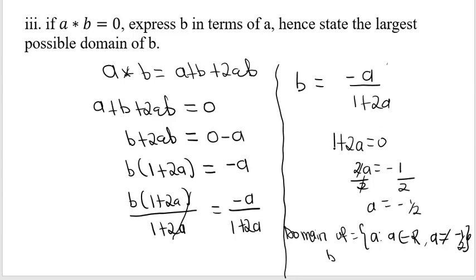So the largest possible domain of b is what we have, that is a is such that a belongs to all real numbers, a is not equal to -1/2. Now we move to the last part of the question.